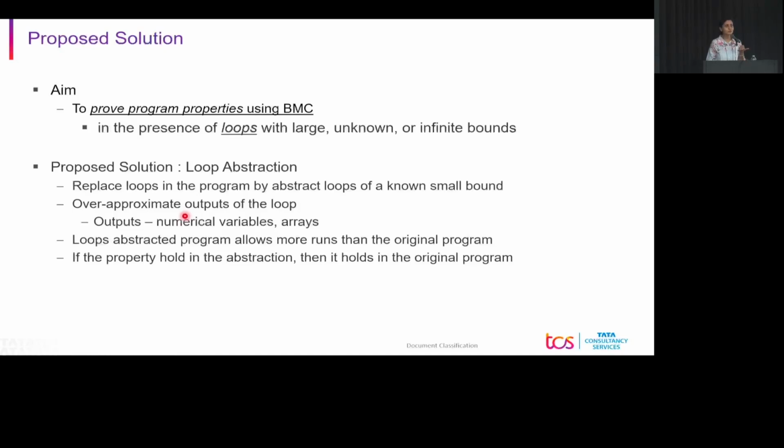First, elimination of loops. Get rid of loops, because it's possible that BMC will be able to scale up for such programs. And what is going to be the output of such an abstraction is that we want to over approximate the behavior of the loops so that the outputs of the loop are over approximated. And if the property holds in the abstraction, then it holds in the original program as well. So this is what we intend to do.